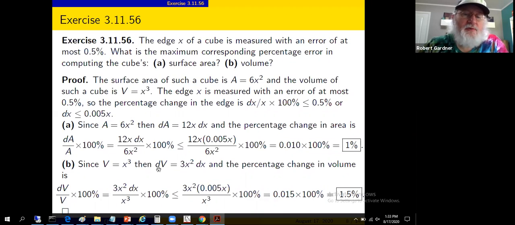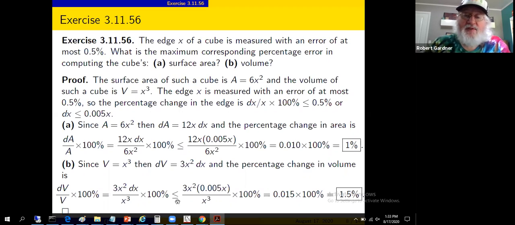If it tripled, then maybe I'm onto something here, in this special case at least. Volume was x cubed, so the differential of volume is to differentiate 3x squared dx. It's a differential, don't forget the dx. So the percentage change in volume is dV over V times 100%. dV is 3x squared dx. V, volume, is x cubed, times 100%. We've got a bound on dx of 0.005x.